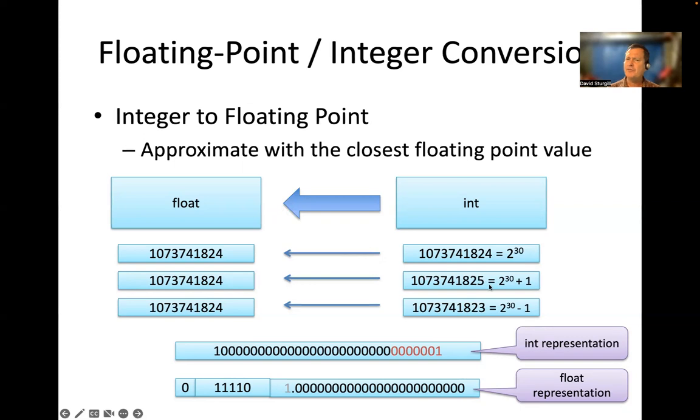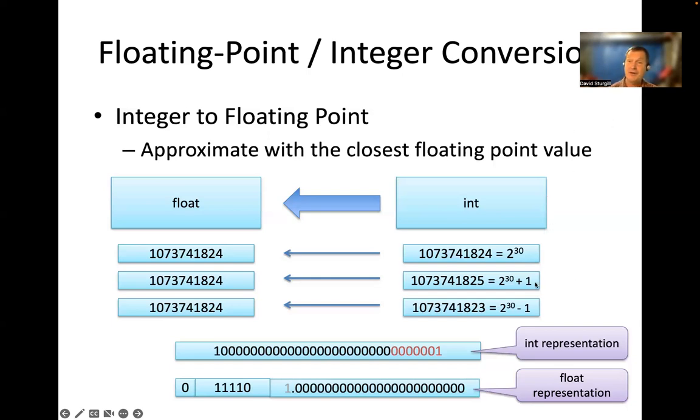But what if you start with a value that's just a little bit bigger? So here, this number is 2 to the 30th plus 1, and the next one is 2 to the 30th minus 1. So these are both really close to a nice round number in binary. If you convert these from int to float, to single precision IEEE floating point format, you'll see that all 3 of these numbers convert to the same thing. In the float, that's the closest value that it has to each of these.